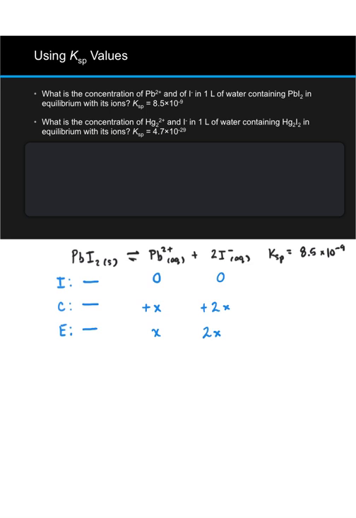In our KSP expression, we know that KSP is equal to Pb's concentration at equilibrium times iodide's concentration at equilibrium squared. And that this KSP has a value of 8.5 times 10 to the minus 9. At equilibrium, the concentration of Pb is x, the concentration of iodide is 2x, and that whole quantity gets squared. So from this term, we get 4x squared when we square it. 4x squared times x is 4x cubed.